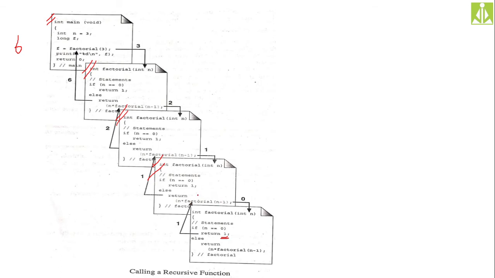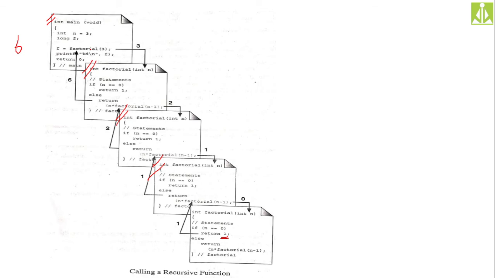Then in the reverse process, what will happen? Every time the final value will be calculated and returned. So here when 1 is returned, the final value gets calculated over here. So 1 into 1 will become 1. So 1 will be returned here. Then 1 into 2 is 2. Then 2 will be returned. 2 into 3 is 6. That 6 will be returned likewise.